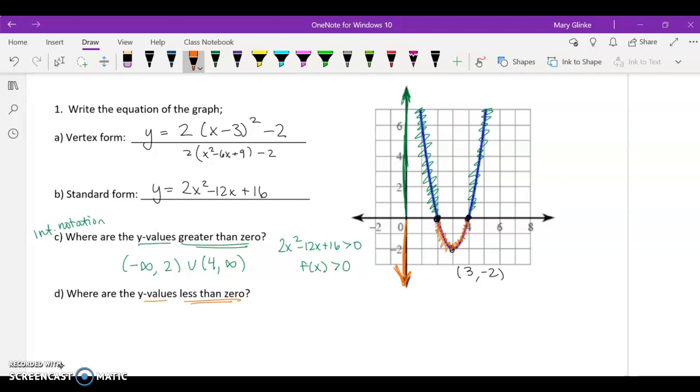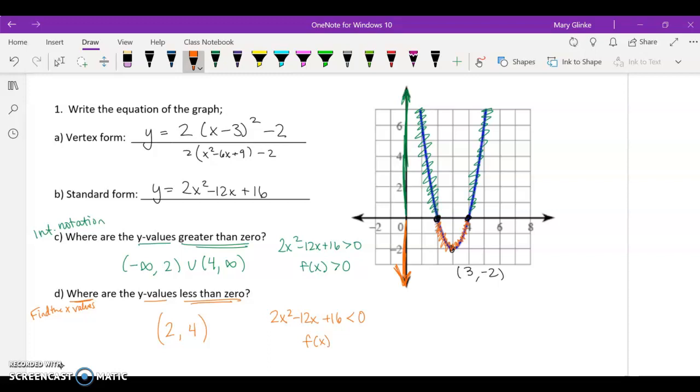So we are answering the where question with our x values. It's saying find the x values where your y values are less than 0. So we want everything in between 2 and 4. We're answering in interval notation here. So what we have done is we have just found where 2x squared minus 12x plus 16 has values that are less than 0.